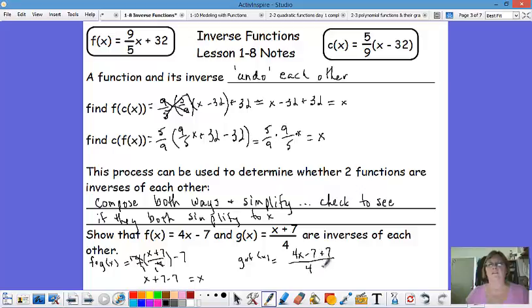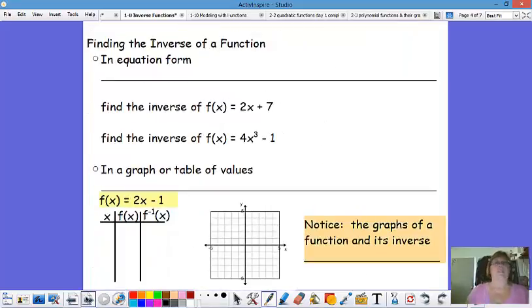Now the fraction bar is a big grouping symbol, so whatever is up here has to be simplified first if possible, and you can see that it is. We have a minus 7 and a plus 4x over 4, which is the same thing as x, and look at that. Both ways simplify to x, so yes, they are inverses of each other, and that, my friends, is pretty darn cool.